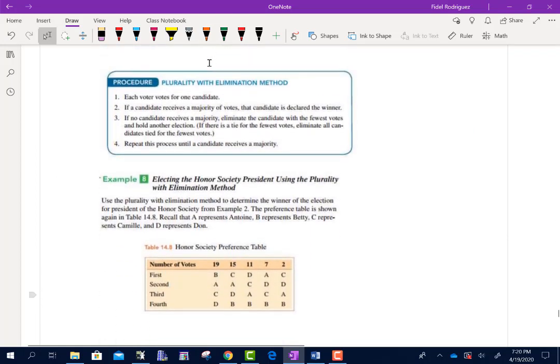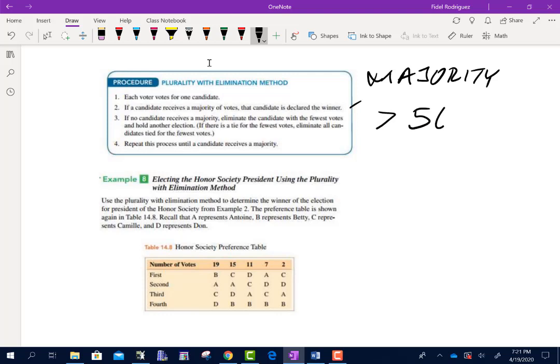So there is a second problem here, and it's called the plurality with elimination. The plurality with elimination method says each voter votes for one candidate, if a candidate receives a majority of the votes. So guys, I want to mention something. A majority does not mean the most votes. A majority means that you have more than 50% of the votes, okay? Means you have more than 50% of the votes.